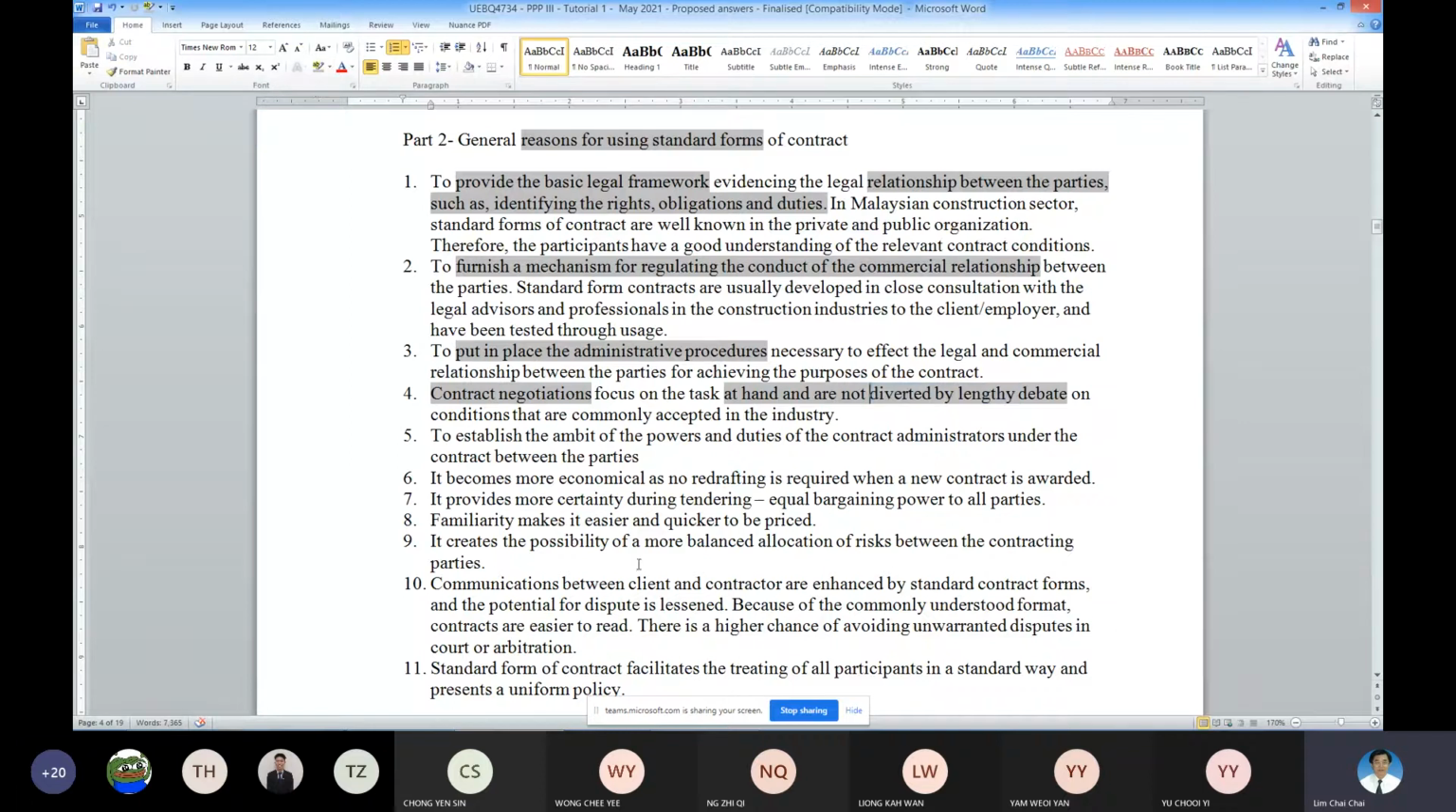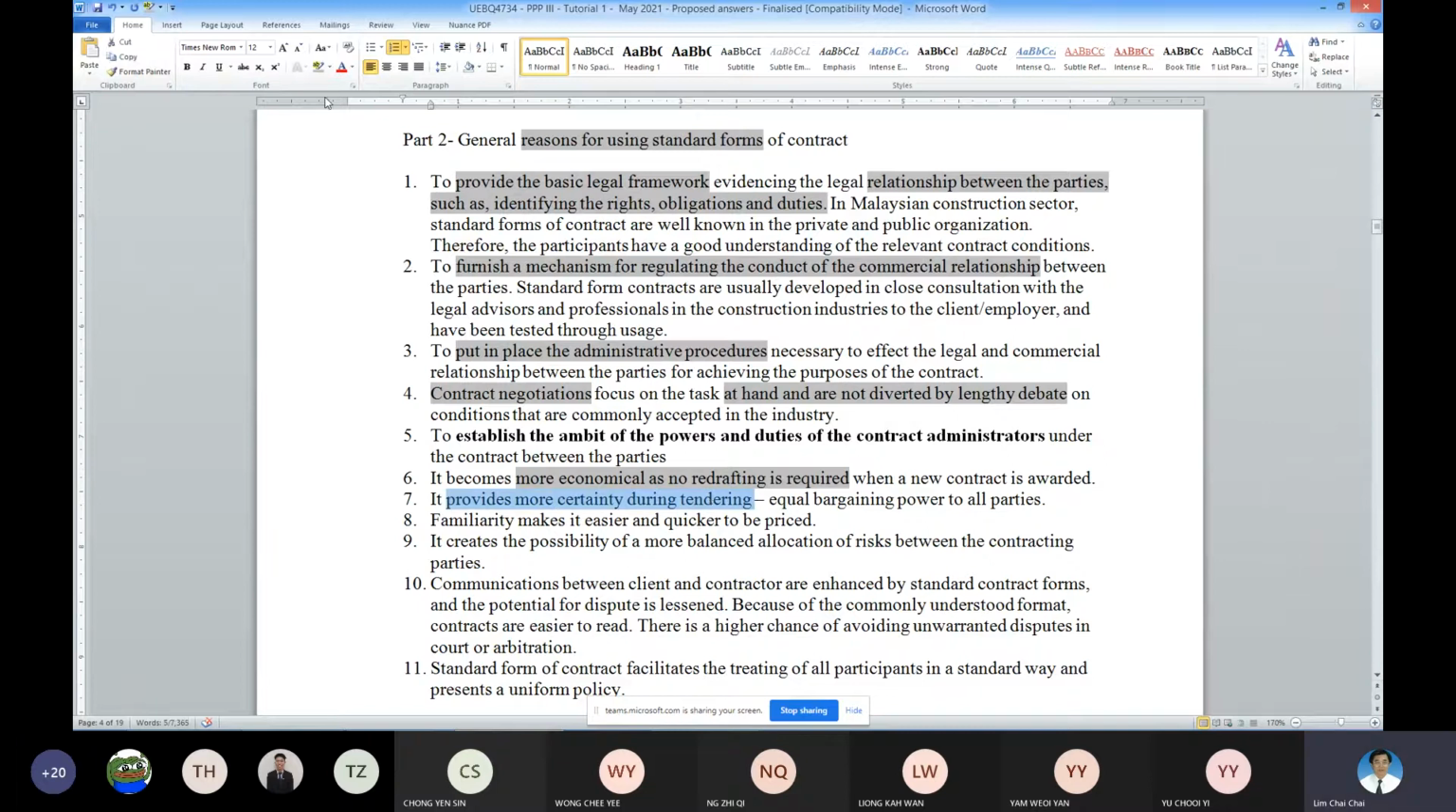Next is to establish the powers and duties not only of everyone, but especially of this particular person, the contract administrator. Okay. So if standard form is used, it's going to be more economical because there is no need to redraft. Because everybody knows the meaning of the content already. So cheaper. Next one, it provides certainty during tendering.